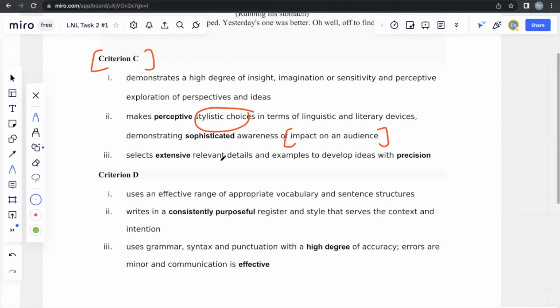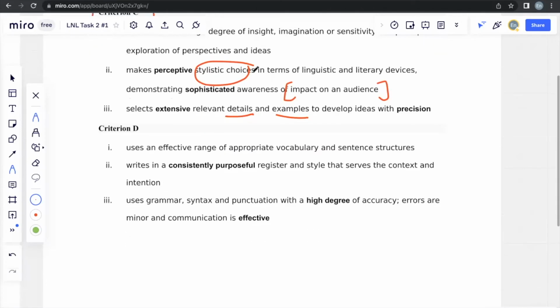Selects extensive relevant details and examples to develop ideas with precision. These details and examples are from the image. We have to properly take certain details from the image to prove that we are using this image. And we have to do this with certain precision. Of course, there are certain details that we can make up as long as it's not properly shown in the image. But to an extent, you have to use lots of details that prove that you are indeed using this image.